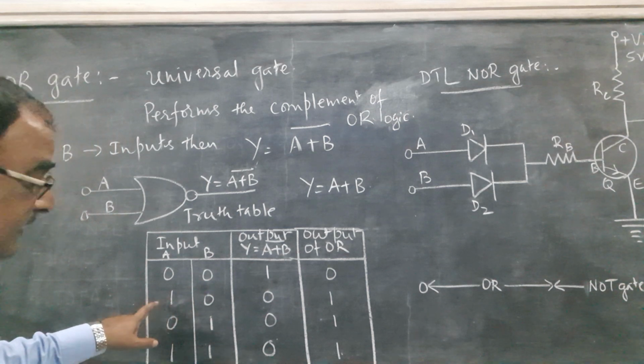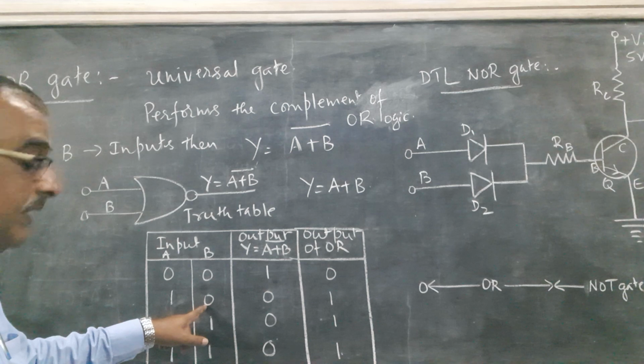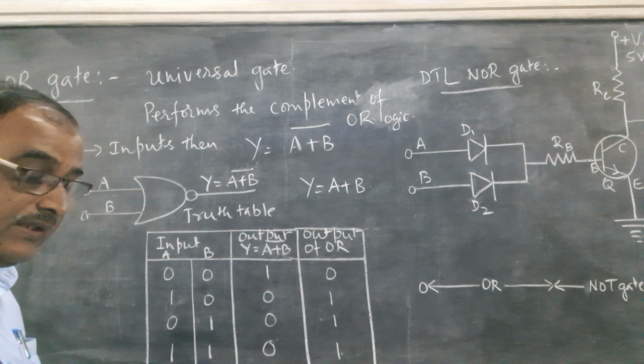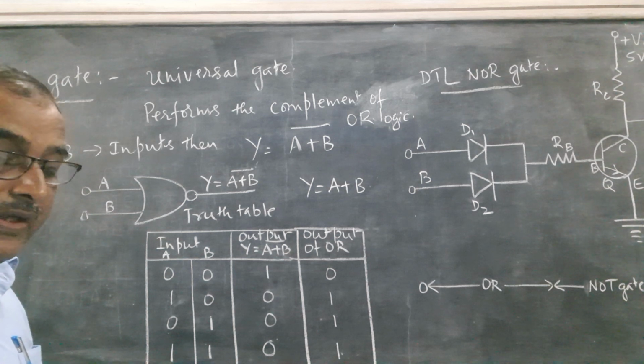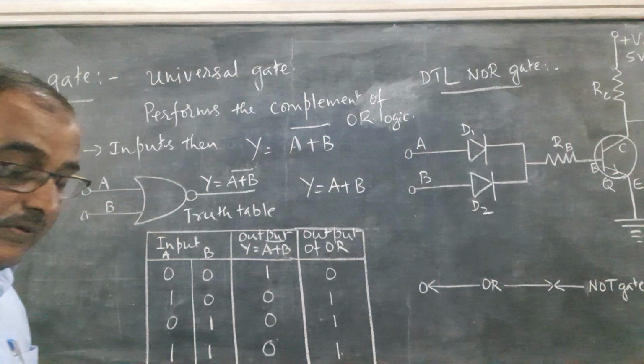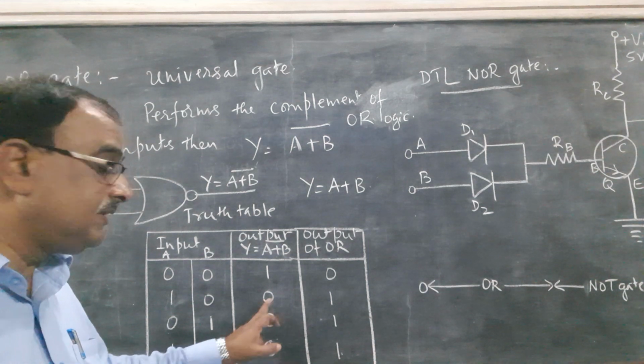When A is 0, B is 1, in this case diode D1 is reverse biased and D2 is forward biased. Therefore sufficient current will flow into the base of the transistor, which drives the transistor into saturation. Therefore, the output will be 0.